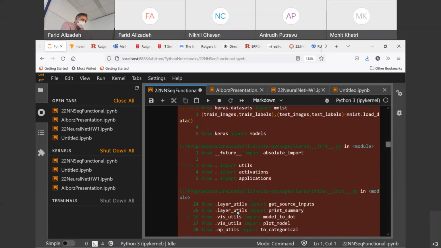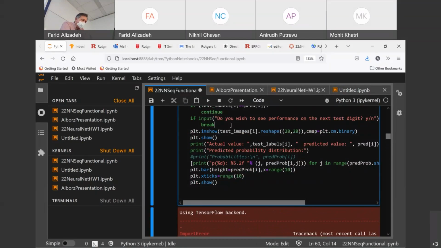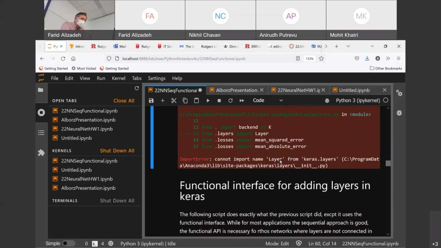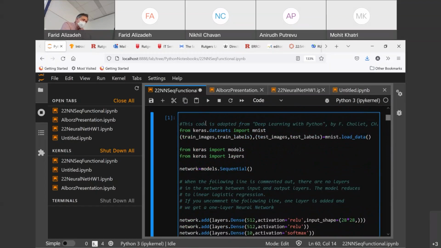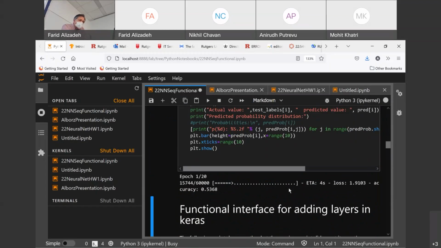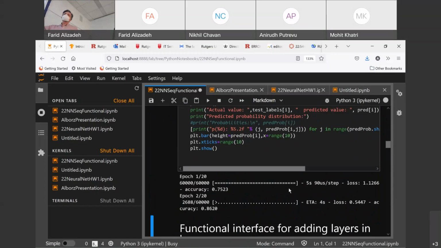So you see, it gives me an error the first time. I don't know why. It says layers. I don't know what layer is, but you have to run it a second time and it works. I don't understand this. But anyway, this is basically the optimization problem. It shows it. You can shut it off if it annoys you.